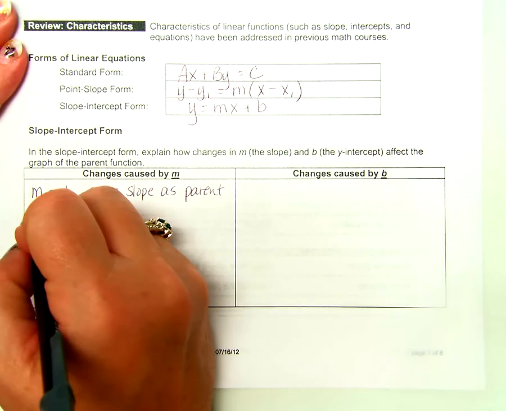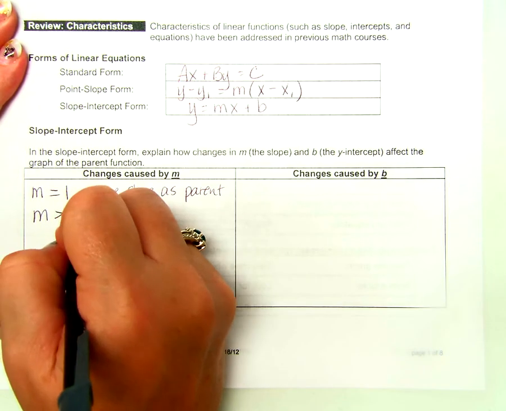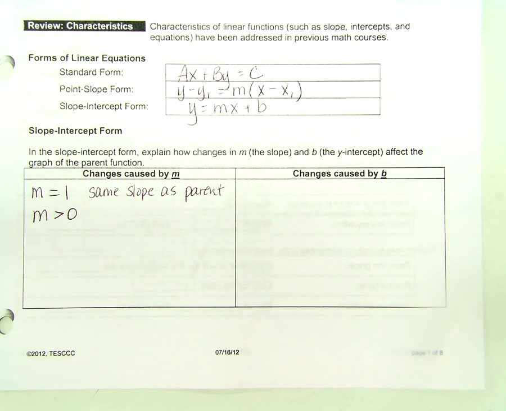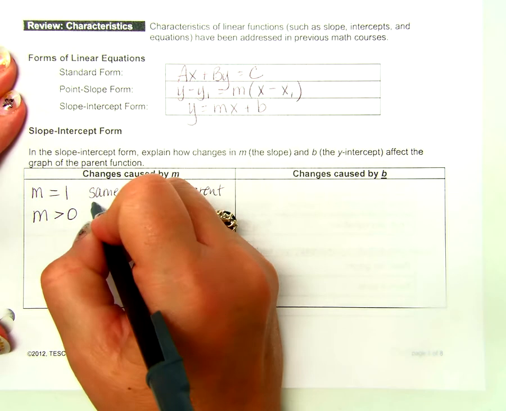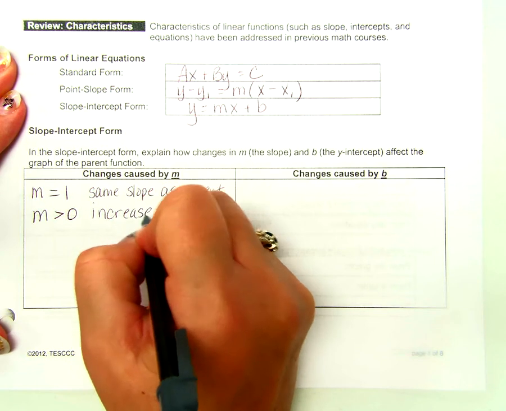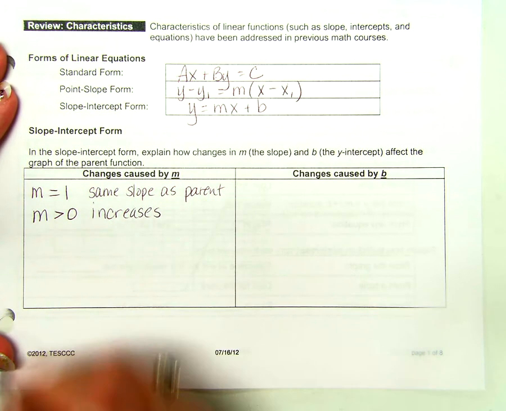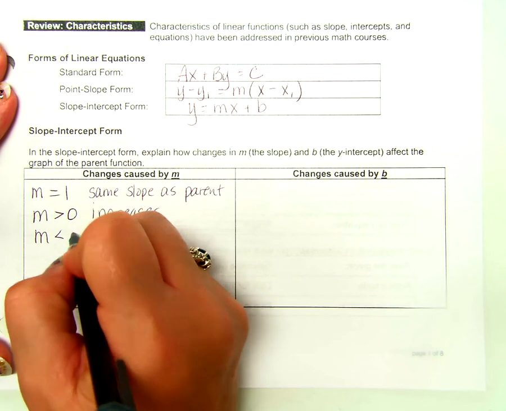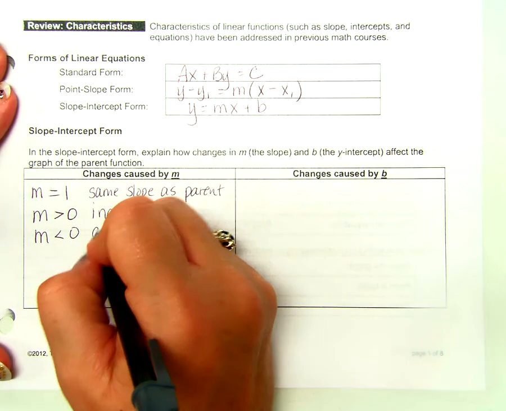What happens if m is greater than 0? What kind of line do I have? It's positive. It's going where from left to right? Up. So what's a word we could use that goes up from left to right? Increasing. Very good. That line increases. So what happens if m is less than 0? It decreases. Very good.